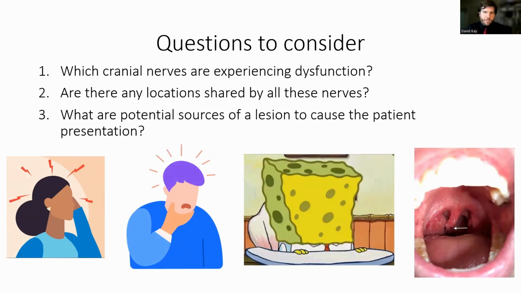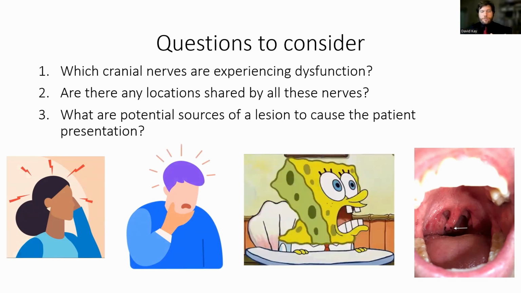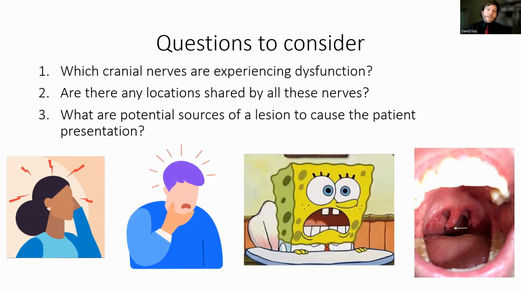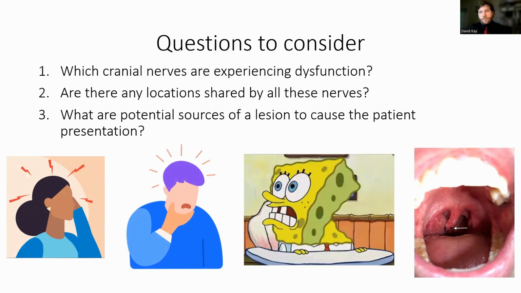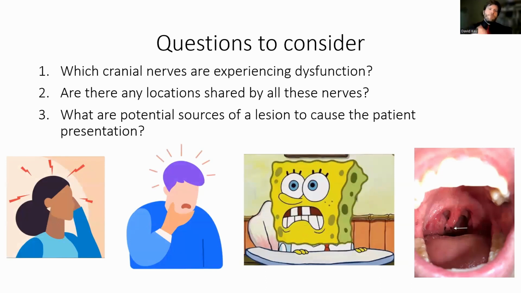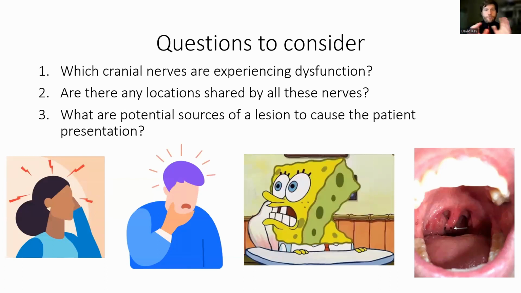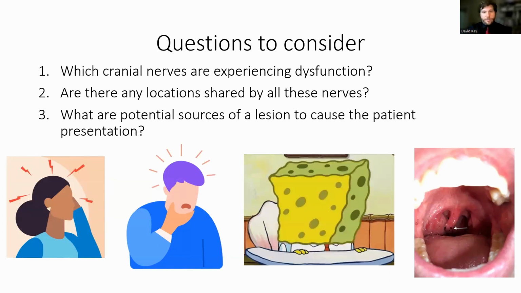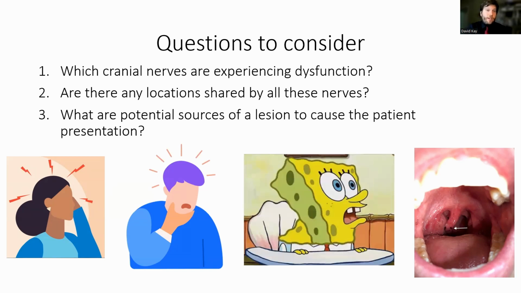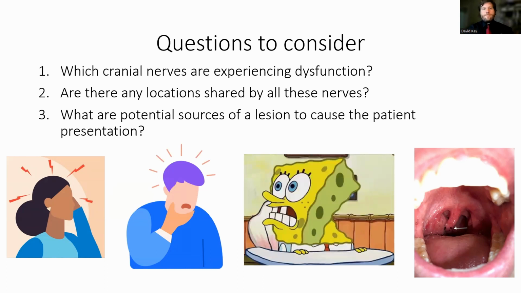So based on her presentation, we should really try to answer the following questions, which is, which cranial nerves are experiencing dysfunction? Are there any locations shared by all of these nerves that could explain a singular lesion producing all of the presentation? And what are potential sources of a lesion to cause the patient presentation? Now, if you'd like, you can actually pause the video right now and try and answer the question to assess your own knowledge base walking into this lecture. If not, we will move on.